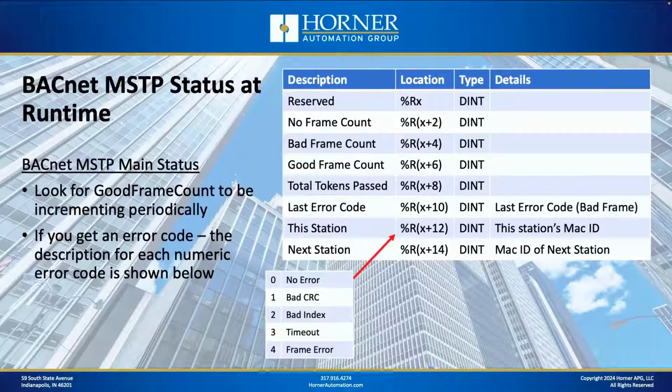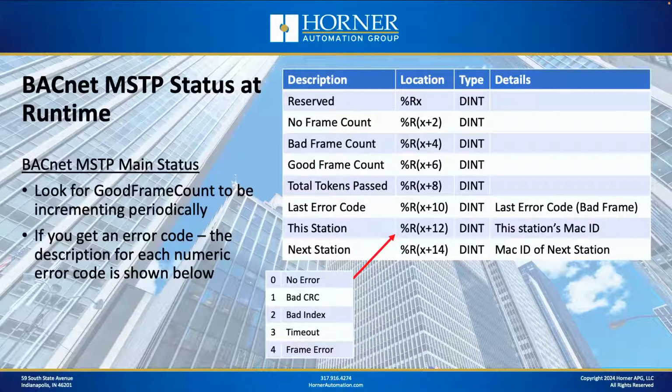Okay, let's take a look at some of the real-time status information that's available to you if you take advantage of status like I encourage you to. So in the main BACnet MSTP status, that's 8 double words. That table on the screen shows the information that's available to you. The ones that are probably the most interesting are the good frame count. That one you should see increment periodically to tell you that you've got good communications going on.